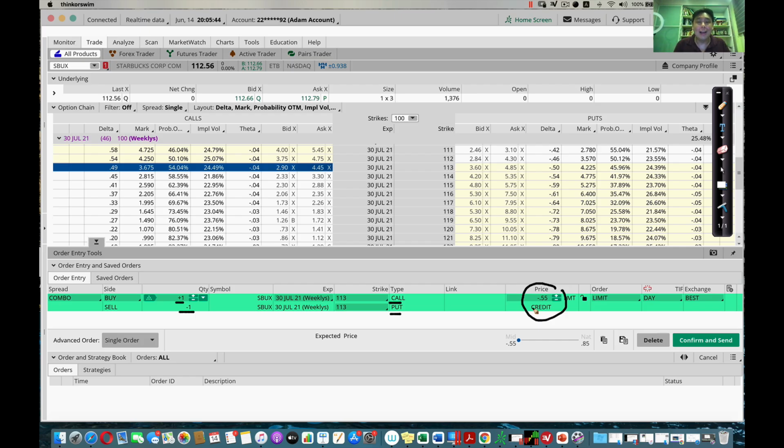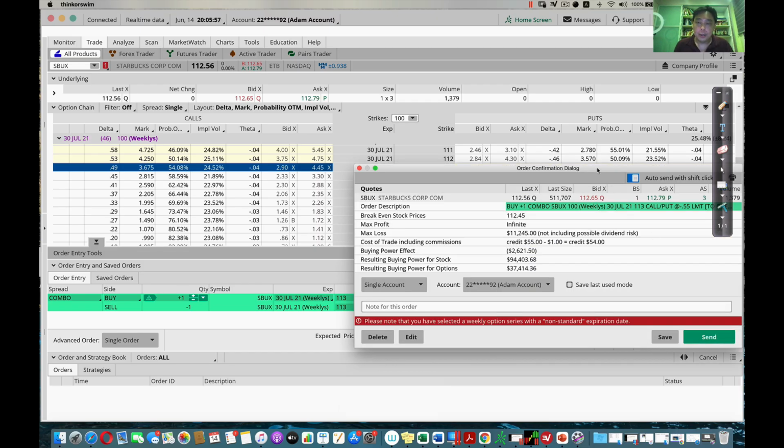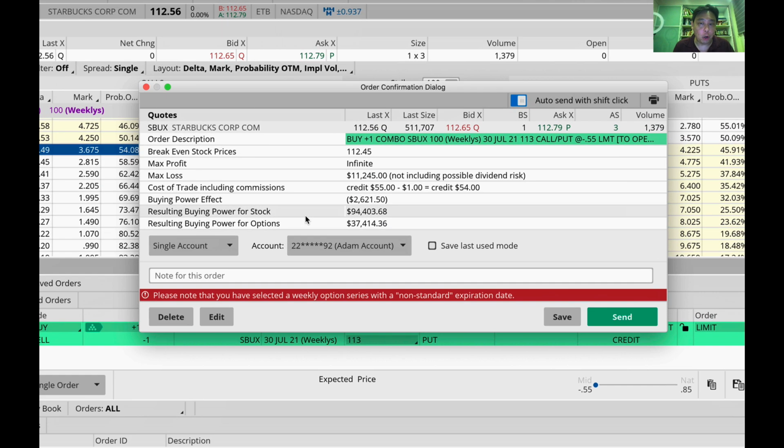So I enter the trade. Not only does it not cost me money, but I get paid to enter the trade. So this is a brilliant strategy. Brilliant strategy. So let me show you how it looks like. I'm going to click on confirm and send. Boom. So again, what is my cost of the trade? My cost is a credit of $55, which means the broker is going to pay me $55 to take the trade, right? I pay $1 in commission. So net, my credit is $54. Okay.